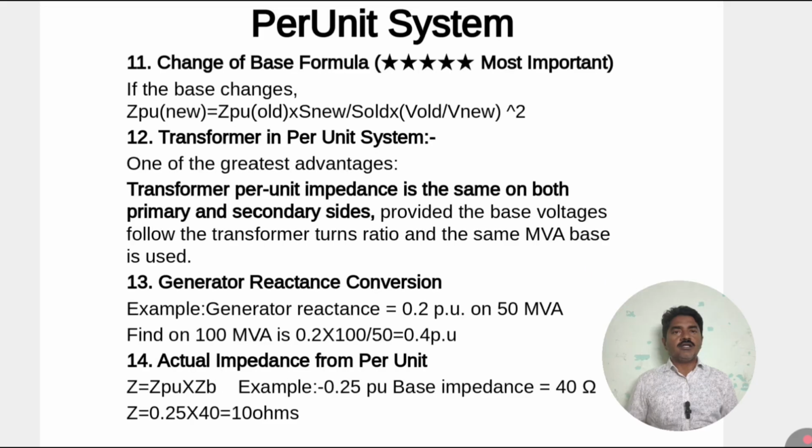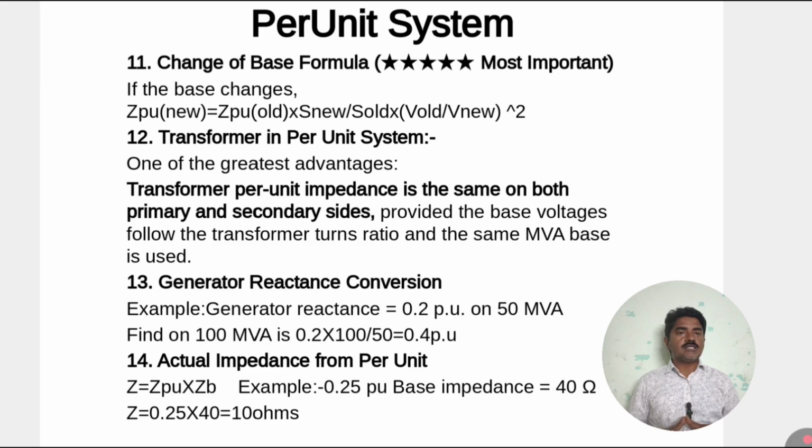Next, the change of base formula. This is the most important in this topic. If the base changes, Z per unit new is equal to Z per unit old into power new by power old into voltage old by voltage new, whole square. Here all the old terms come just like a V shape. Easily remember that. This is the memory trick.